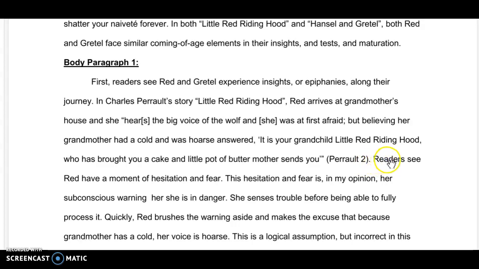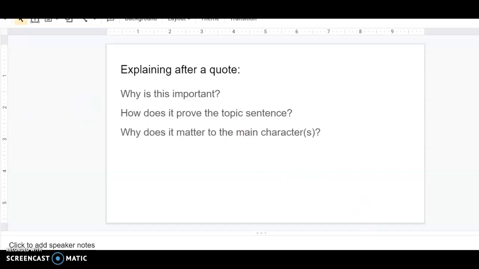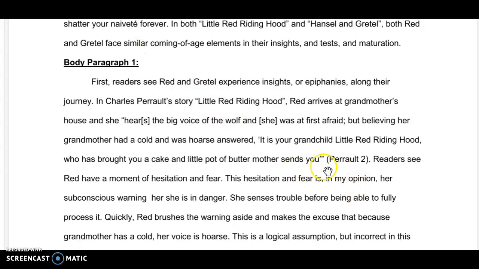Next, I need to explain this. So to go back again, here we have context before a quote, but we also have explaining after a quote. Some questions to consider are these three. Why is this important, or why is it significant? How does it prove the topic sentence? And why does it matter to the main character or main characters? So plural. So you have to really explain it. Again, even if it seems obvious, explain it.